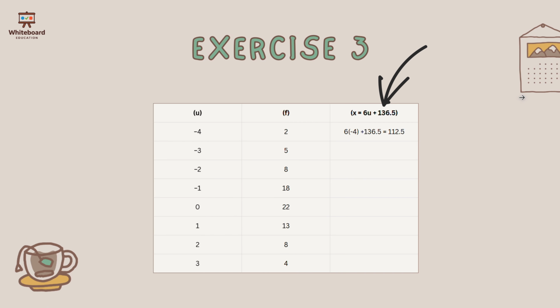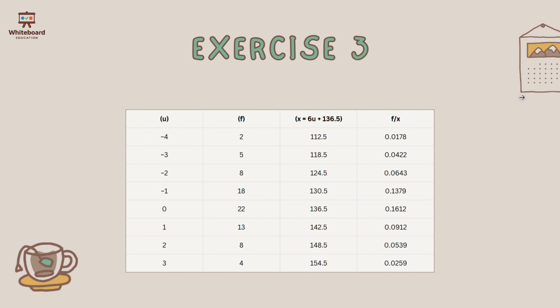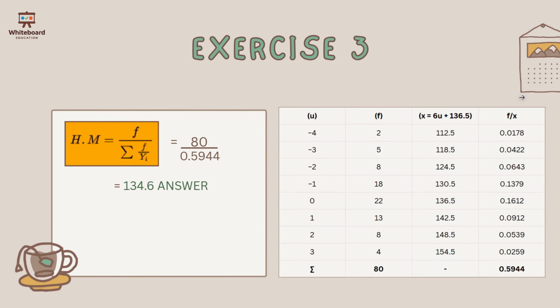Now we add this column to the table and calculate the midpoints of all the rows. In the first one, 6 multiplied by minus 4 plus 136.5 equals 112.5. Similarly we perform for all. Next we divide each frequency with its midpoint x, and then take the summation of f over x. Now just use the harmonic mean formula for grouped data. HM equals the total frequency 80 over summation of f over x, that is 0.5944. Thus the answer is 134.6.